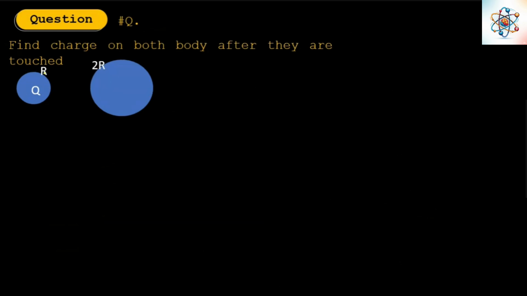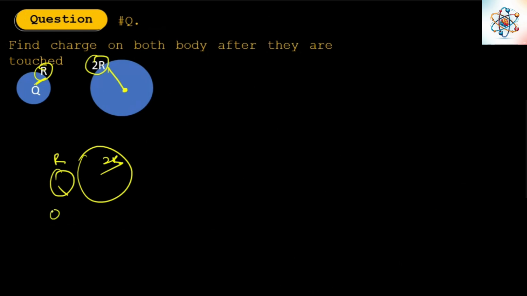Next, find charge on both bodies after they are touched. Now it says different radius. Charge is something which is transferred not depending upon the radius. So still it gets transferred, Q by 2, Q by 2, equal charge on both. Understood?